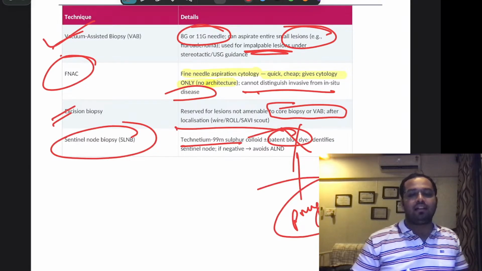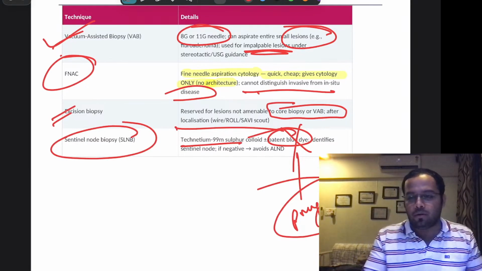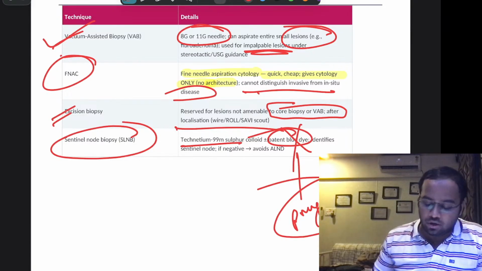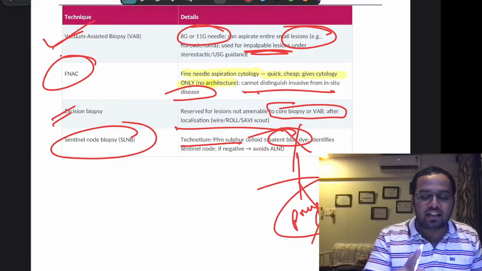So in pregnancy, blue dye is contraindicated. Always remember, we are going to talk about it when we talk about blue dye and breast cancer in pregnancy, but it is going to be contraindicated in pregnancy. So single dye technique is used only in pregnancy.